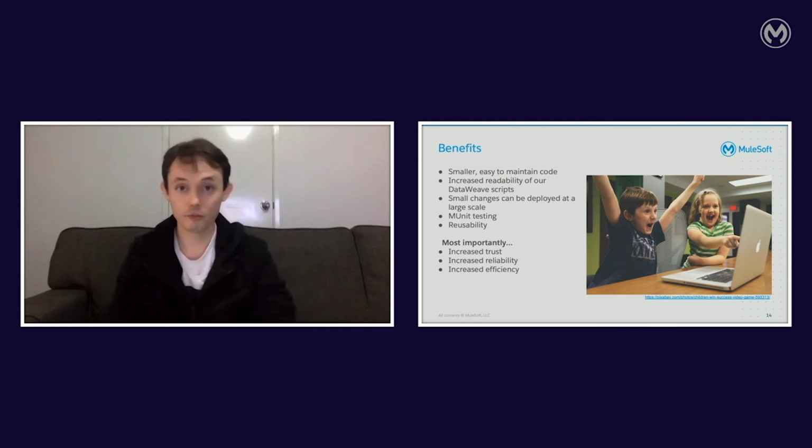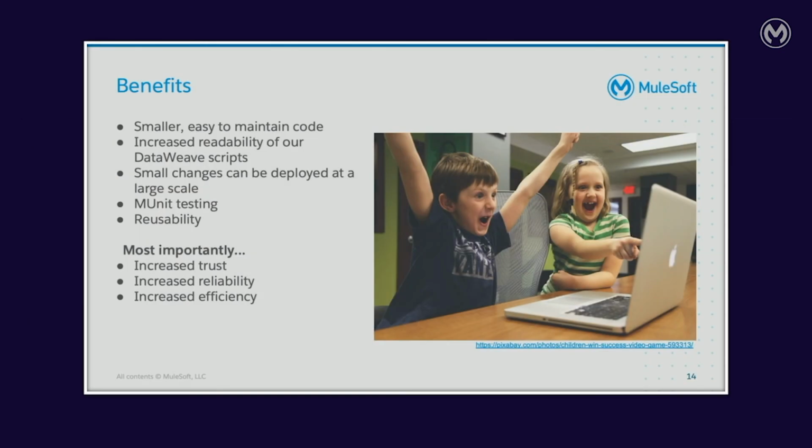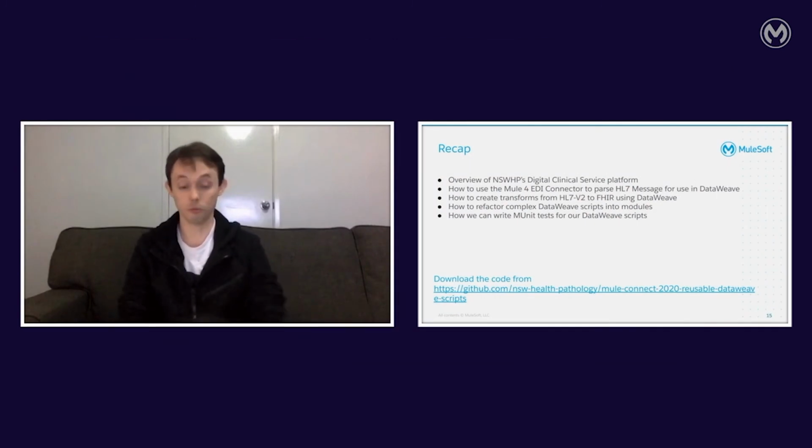Now, all of these changes are great, but the most important thing for us is that our developers now have trust that they can reuse these code modules and expect that they're going to work. The code that we write is now much more reliable because of our rigorous testing in MUnit. And we can develop new FHIR transformations in much less time, allowing our team to focus on what's important to us, the patient.